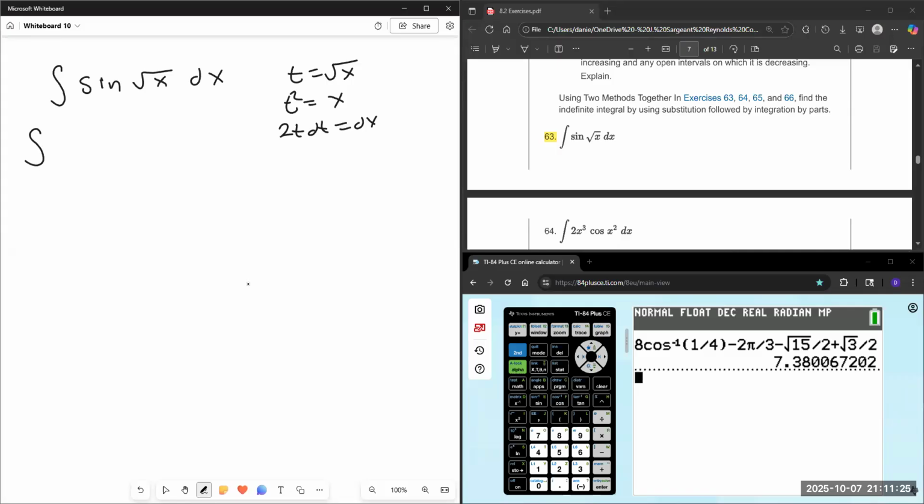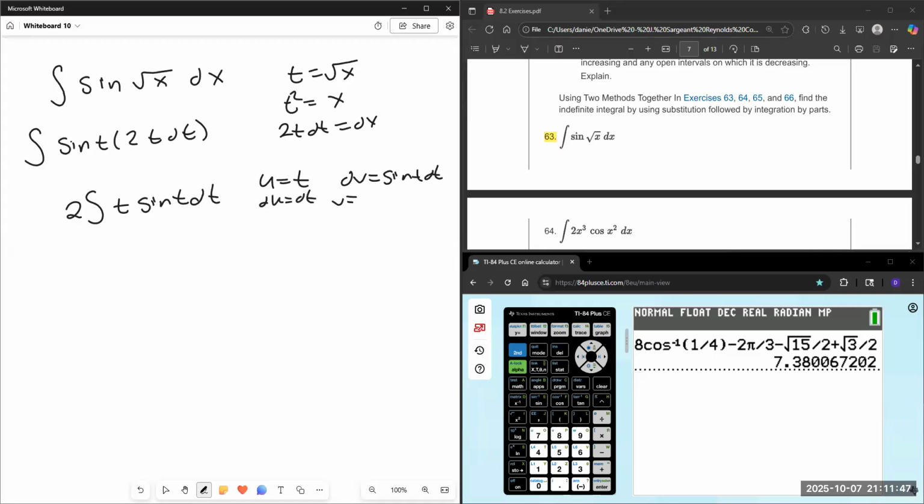Integral of sine of t times 2t dt will turn into 2 integral t sine of t dt, which we'll set up with integration by parts with u is equal to t and dv is equal to sine of t dt. Du is equal to dt and v is equal to a negative cosine of t.